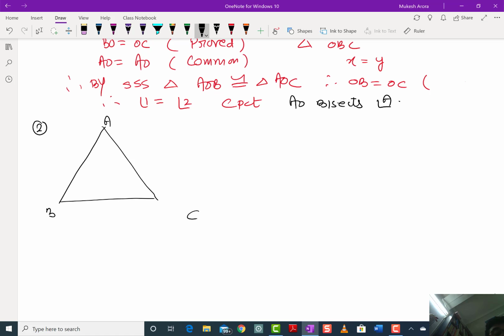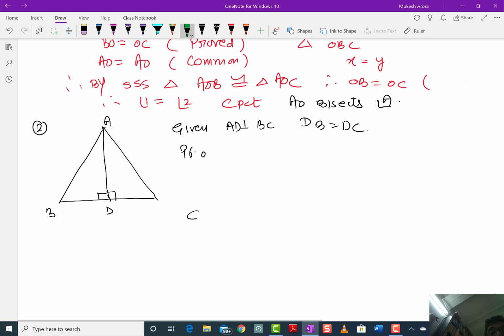Question 2. In triangle ABC, AD is the perpendicular bisector. Given AD is perpendicular to BC and DB is equal to DC. Prove that triangle ABC is an isosceles triangle.